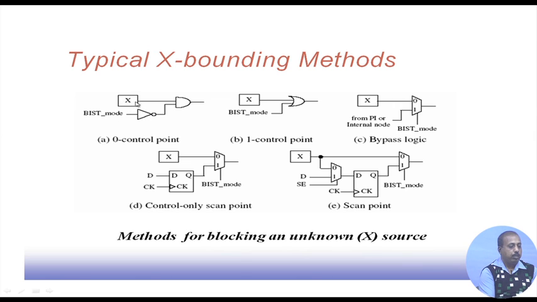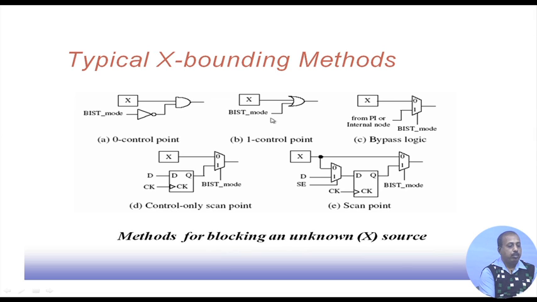As a result, whatever be the value at this source, it will come to this point. So, in this way, wherever we have got one unknown source x, we put one inverter followed by an AND gate, so that in BIST mode it will always result in a 0. This is called a 0 control point. A 0 control point has to be inserted into the circuit, so that these x's do not come into the circuit during BIST operation.